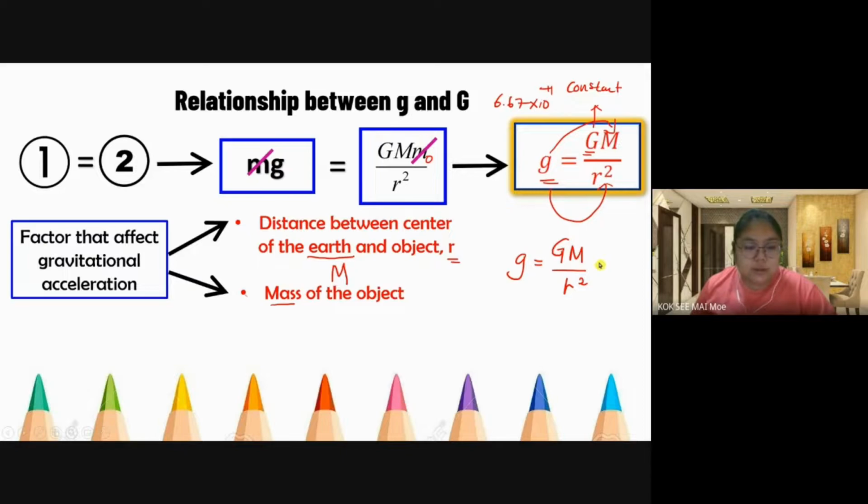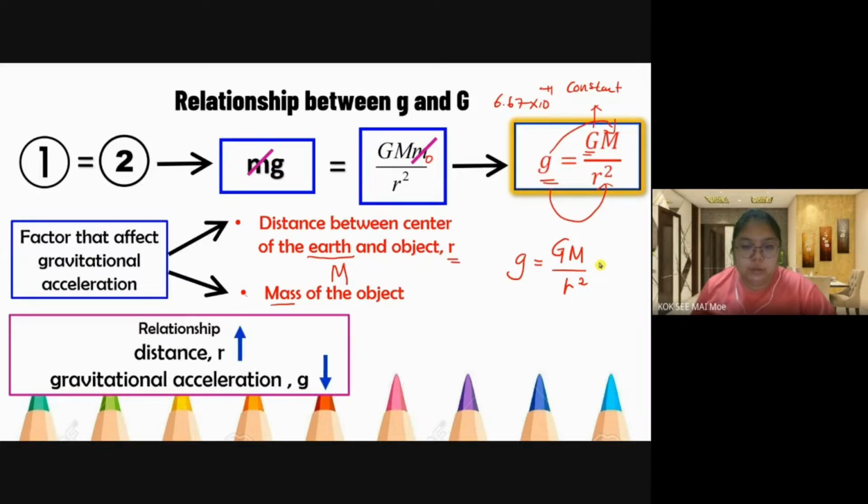Okay, so we continue with the relationship. When distance r increases, gravitational acceleration g decreases. This I understand: when the planet is further away, I know for sure the gravitational acceleration becomes less. For example, the moon is far away from the earth, so you find the moon's gravity is less compared to the earth. So this is one of the relationships between g and r.